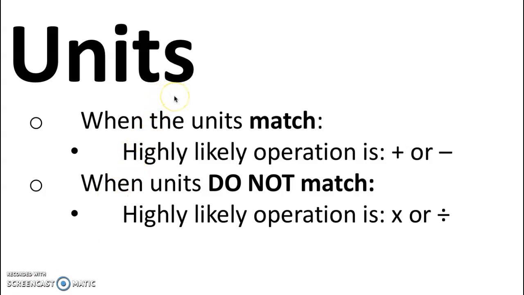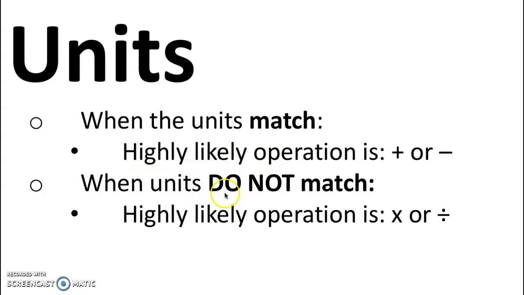So unit stands for anything that is an object that is referenced in the word problem. For example, if we have a word problem talking about cardboard boxes: Miss Fields has three cardboard boxes. She buys five more. How many cardboard boxes does she have in total? The units would be cardboard boxes. And in that case, the units would be matching because all we're talking about is cardboard boxes. In that case, it's highly likely that the operation being used is either addition or subtraction when the units match. Now, that's not to say that sometimes it may not be addition or subtraction, but for the most part, it's highly likely that the operation would be addition or subtraction when units are matching.